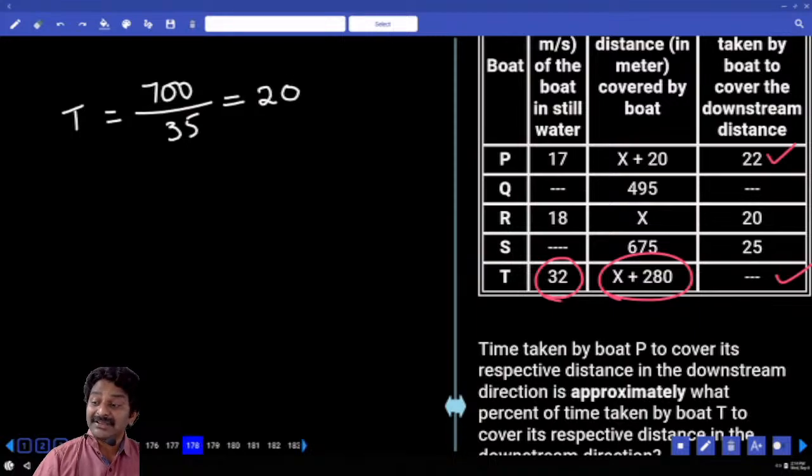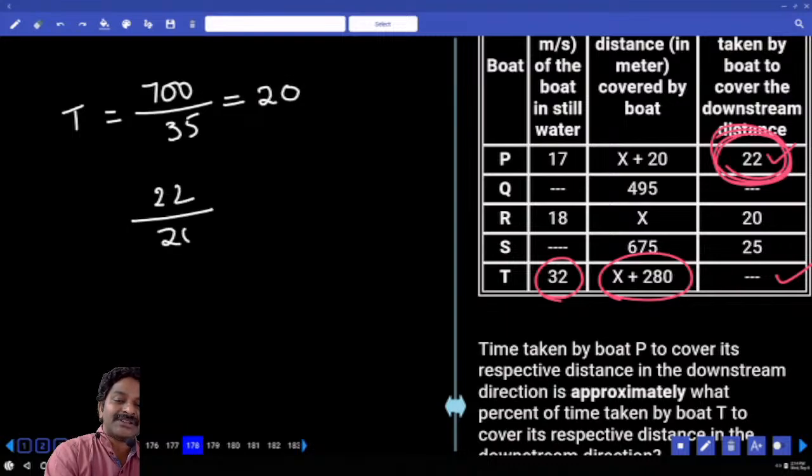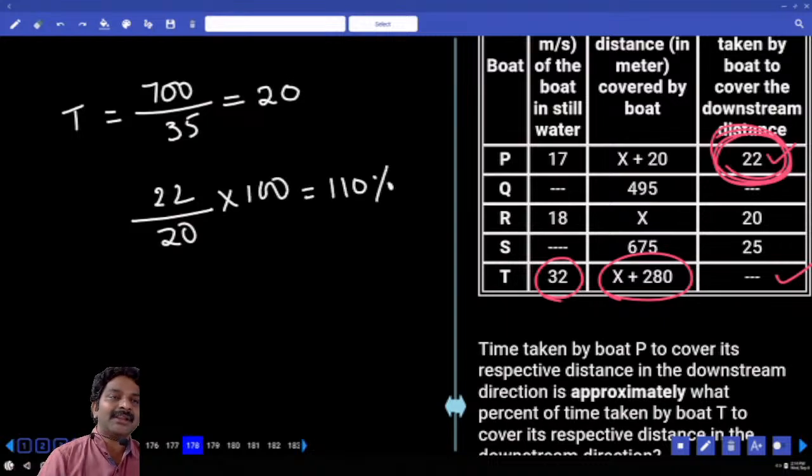But the question is, the time taken by P, which is 22, is what percent with respect to the time taken by boat T? Percentage, into 100. So what is your answer? 110%, exact.